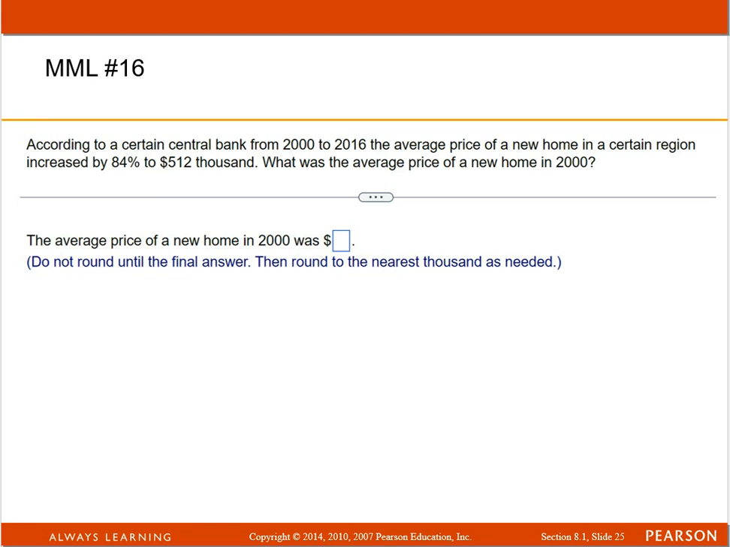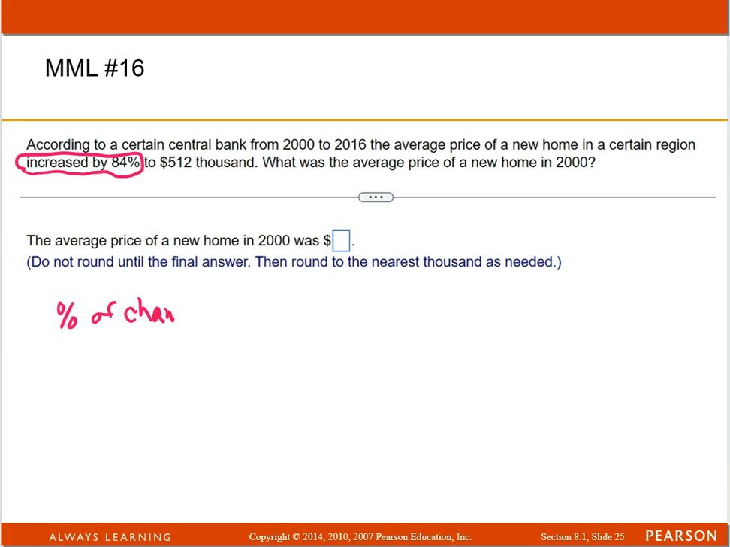Okay, problem 16 says, according to a certain central bank, from the years 2000 to 2016, the average price of a new home in a certain region increased by 84% to 512,000. What was the average price of a new home in 2000? When it says increased by 84%, that is a percent of change.